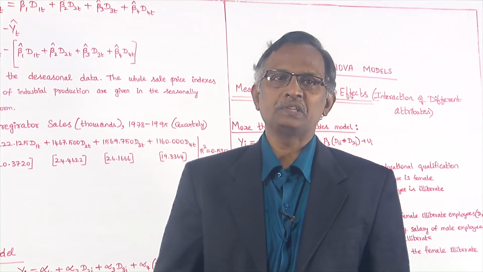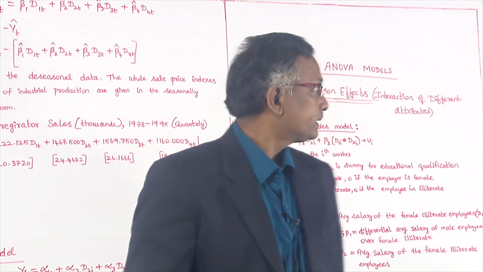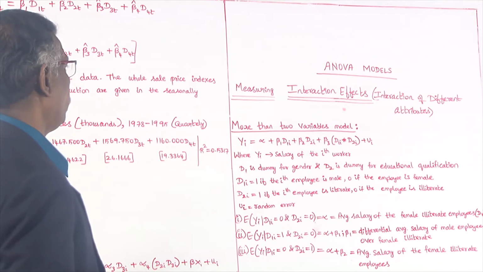ANOVA models contain independent variables that are all exclusively dummy or qualitative in nature. It may involve single variables with two or multiple categories or levels, or it may also involve multiple variables. With these specifications, ANOVA models can be put to use flexibly in a variety of contexts. We saw few of them in the last two modules. I hope you have learnt to use ANOVA models and their uses. Let us talk about the two interesting examples. One is the interaction effect model in ANOVA models.